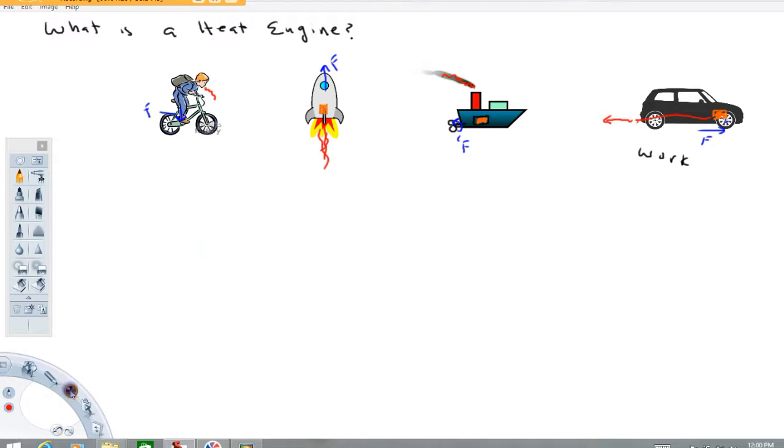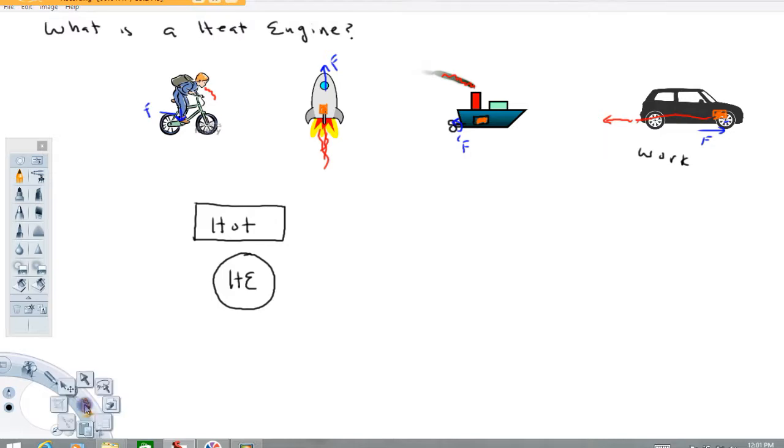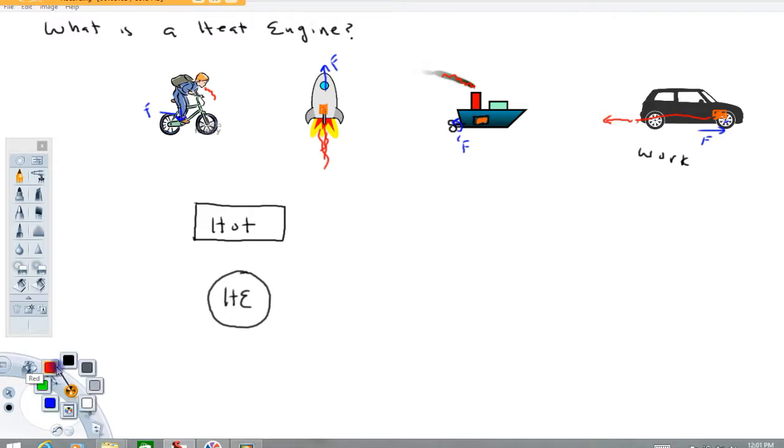I'm going to draw this in black. I'm going to let this circle represent my heat engine. And here's what a heat engine does. There's always some sort of what's called a hot source that the heat engine works from. I'm going to let this box represent that. I'll go through what the hot source is in each case in a minute. What the heat engine does is it takes heat from some sort of hot source.